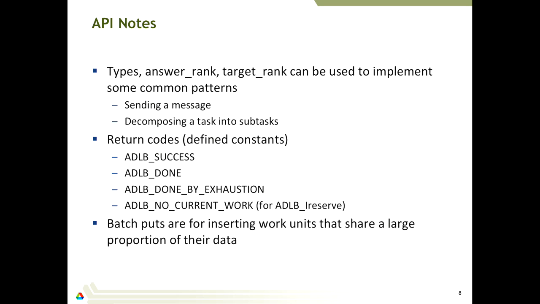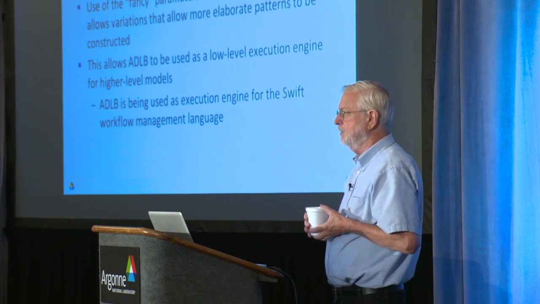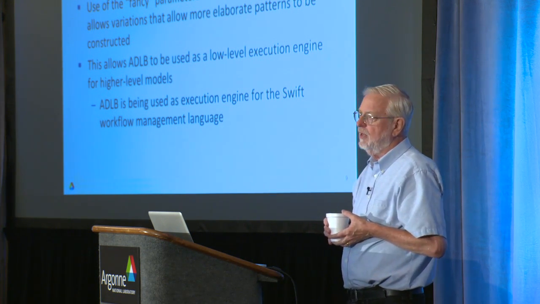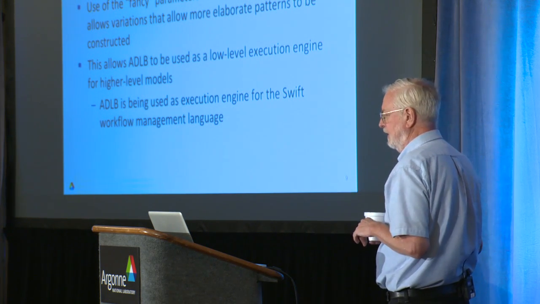That is, the simple interface can be used to implement fairly sophisticated patterns, and we do that in the application that really started this. If we let those parameters default, we have a very simple, high-level work stealing type of API, and we'll look at some examples. If you use the fancy ones, then you can allow more elaborate algorithmic structures to be expressed. And that allows ADLB to be used as an execution engine for higher-level models. So there's a Swift parallel workflow management system that uses ADLB under the covers as its execution engine.